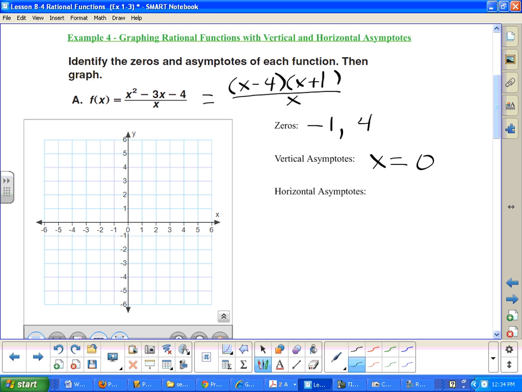Now, for the horizontal asymptotes, all I need to do is look at the degree of the numerator and the degree of the denominator. In this case, the degree of the numerator is 2, the degree of the denominator is 1. So the degree of the numerator is larger than the denominator. So in this case, there is none. I'm going to end up with a graph similar to the graphs that we just did in numbers 8, 9, and 10. But I want you to understand why.